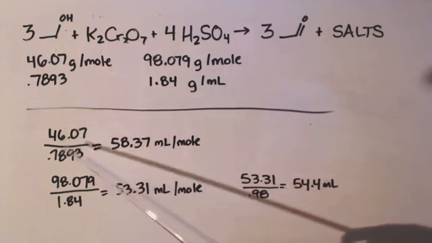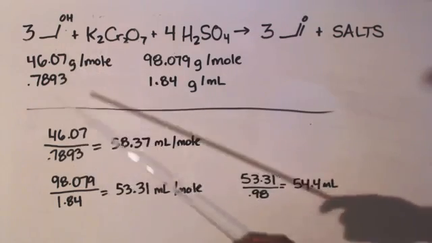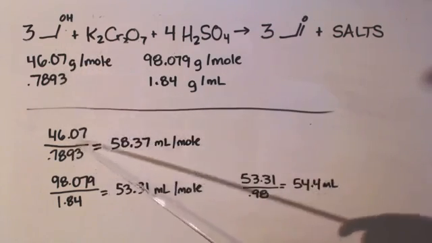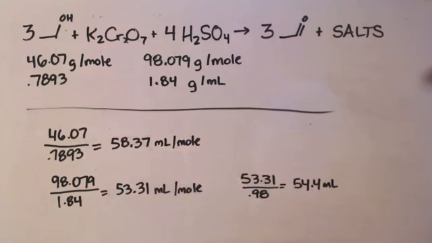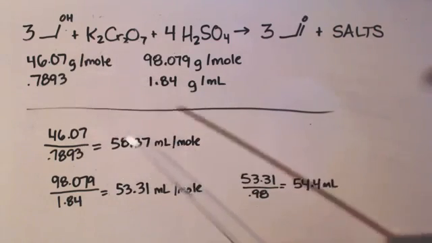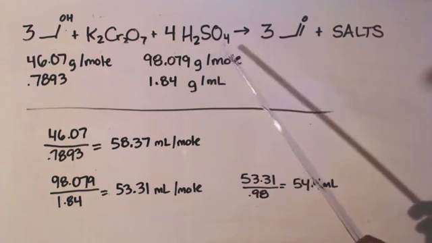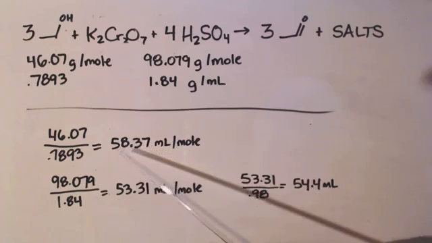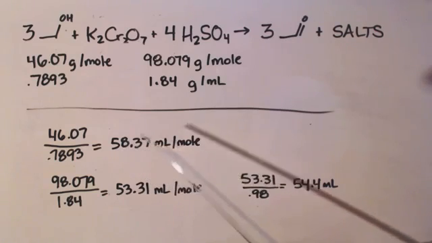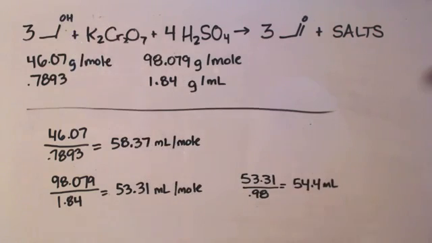So what I do is I take the molar mass divided by the density. You can see I just put it right down here. That tells me how many, because this is grams per mole, and I'll cancel out the grams and put milliliters in there, right? Cancel the grams off. It'll be milliliters per mole. Now I know I need 58 milliliters per mole of ethanol.